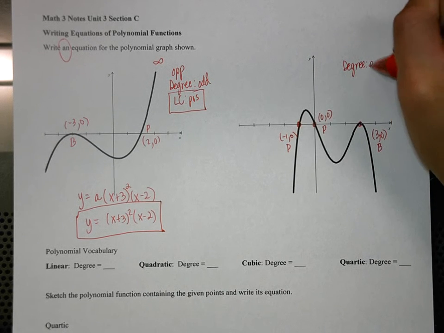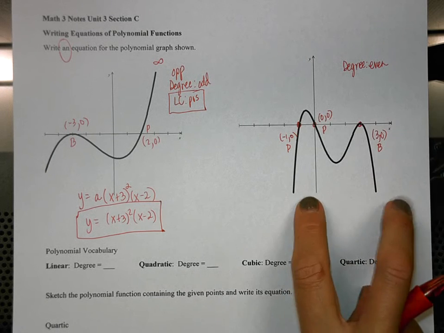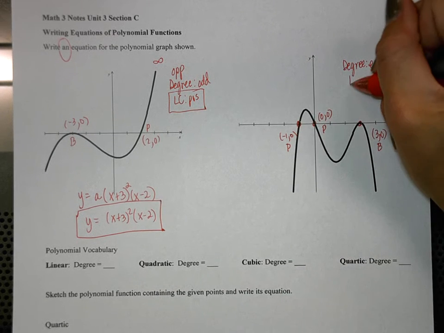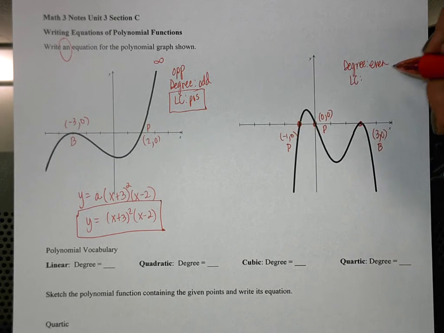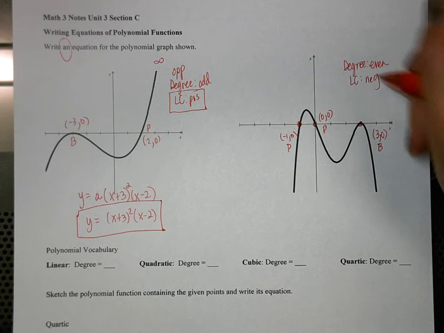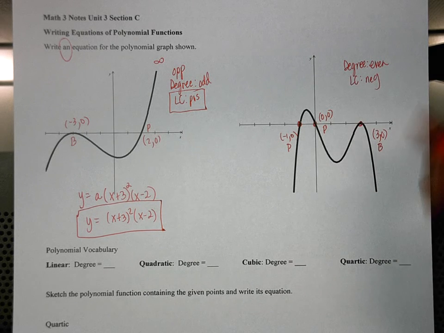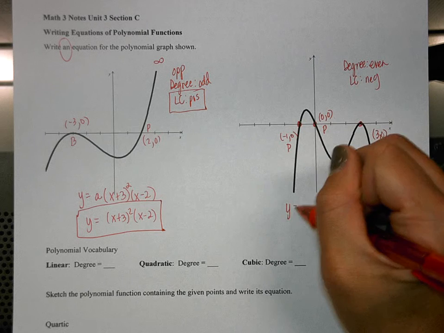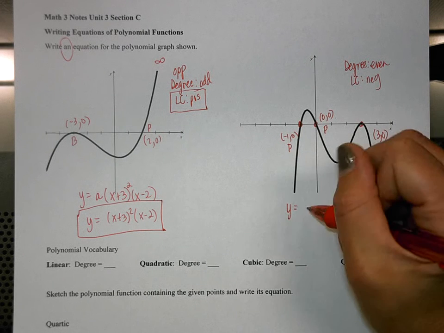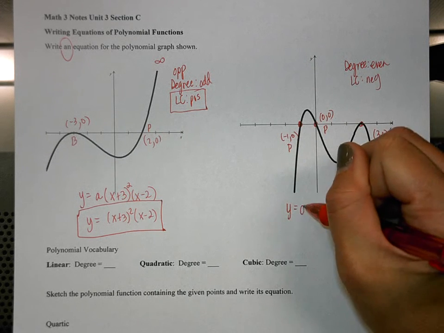Degree will be even, and we know that because it's going down in the same direction. It's good. And my leading coefficient will be positive or negative? Negative, because it is going down. So when we go to write this, I'm going to just start with, you could put your A or you could put a number. We'll put an A for right now.